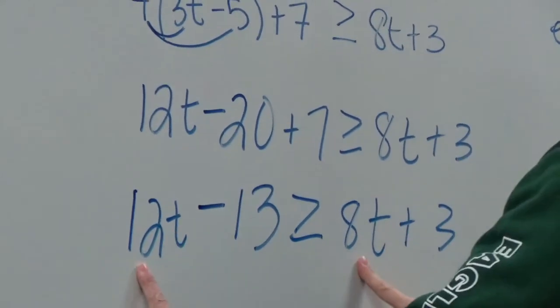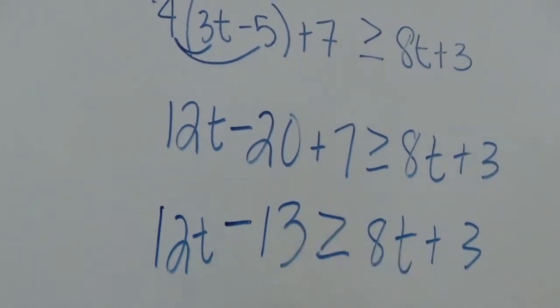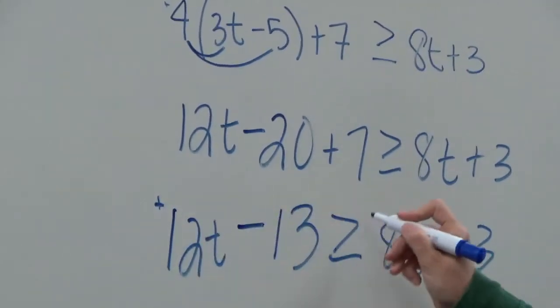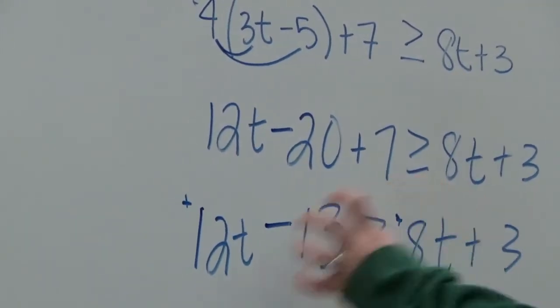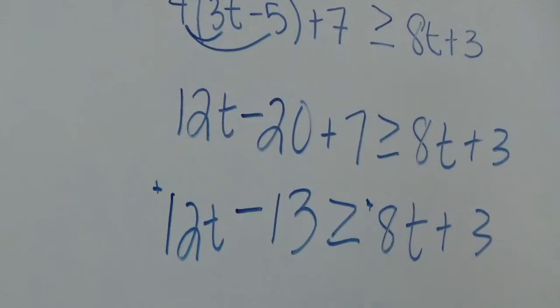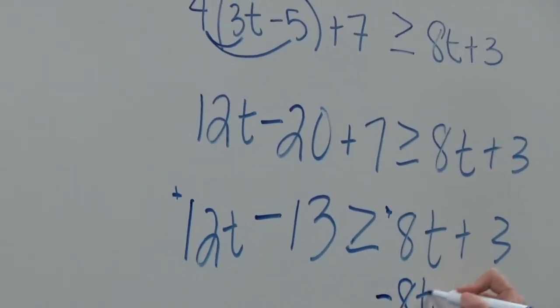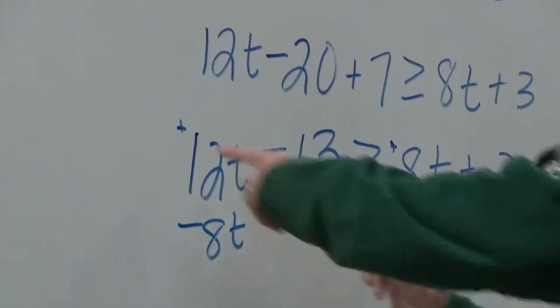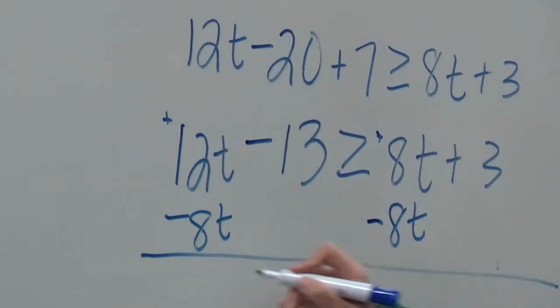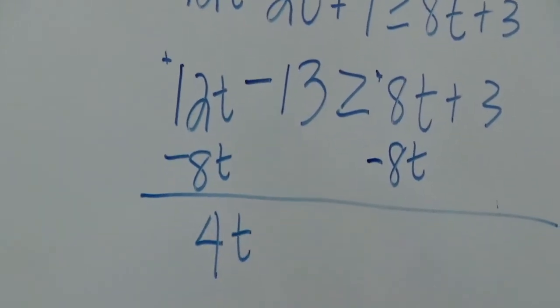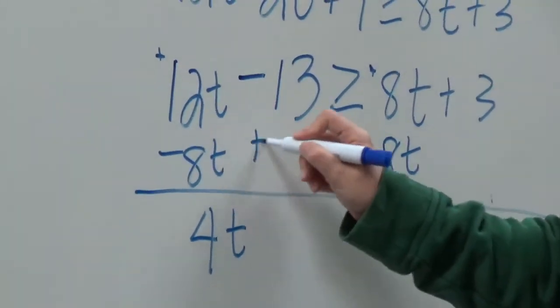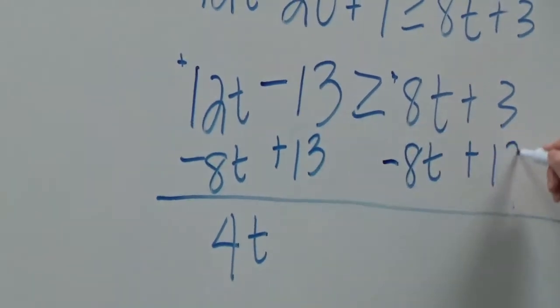Now I notice I have like terms here and like terms here. I have to add and subtract to get those things together. I'm going to bring the t's to the left. I'm going to bring the numbers to the right. I'm going to subtract 8t on both sides. I have opposite signs. I subtract the numbers, take the sign of the bigger number. I'm just going to do this up here. I'm going to add 13 on both sides.